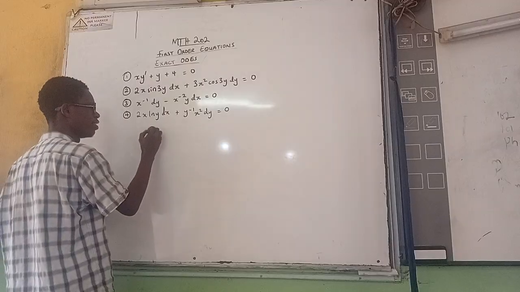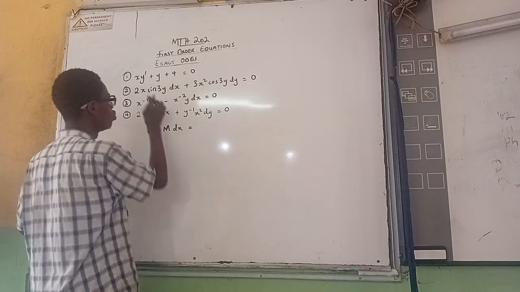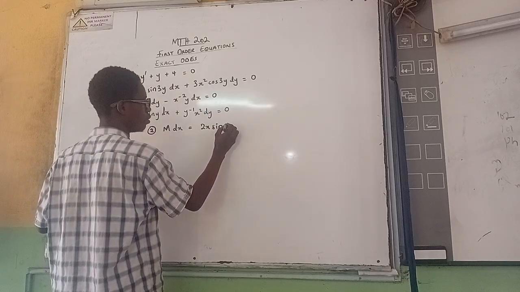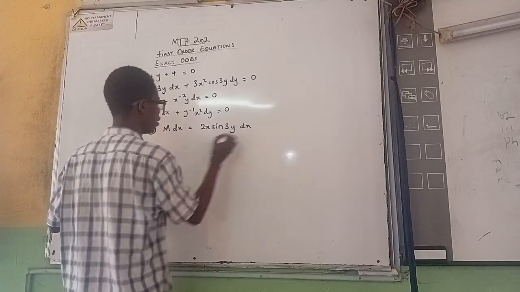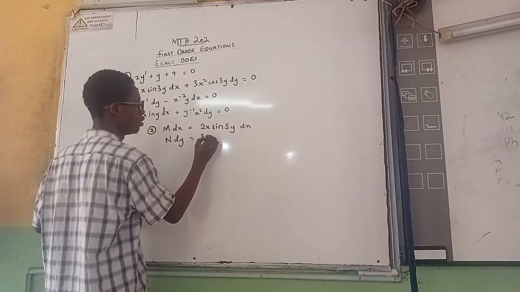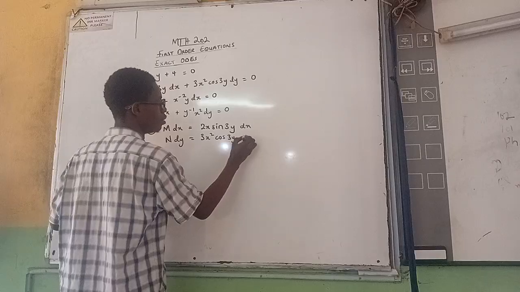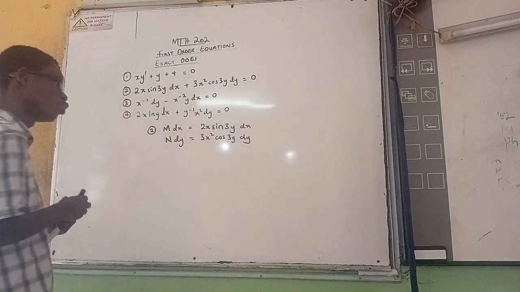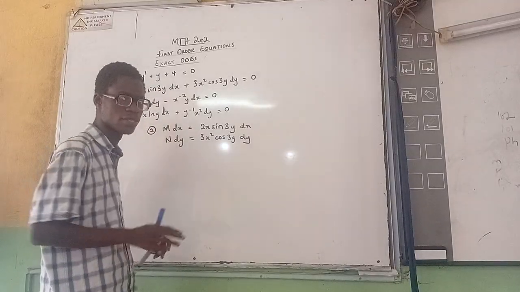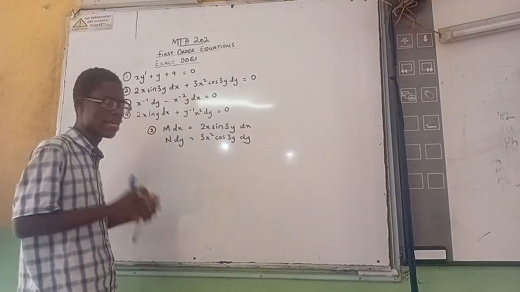We write this. We have our M dx equal to 2x sine 3y dx, and our N dy equal to 3x squared cos 3y dy. So what do we do? The first thing you always do is to check if it is exact. If it's not exact, you cannot work with it. What you have to do is to introduce an integrating factor. So we have to check if it is exact.